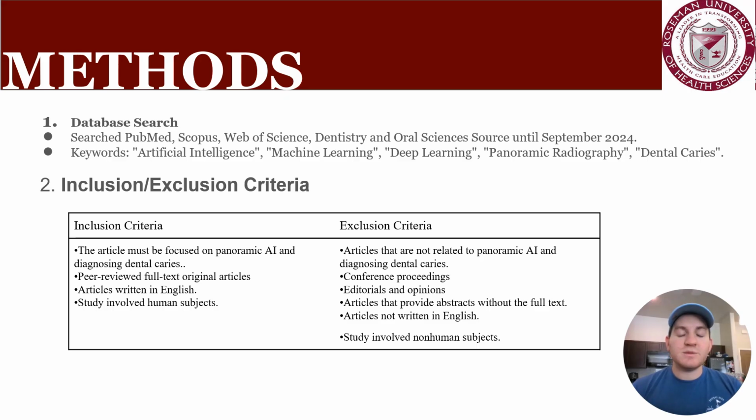After this, once we did our database search, we made our inclusion and exclusion criteria. For the inclusion criteria, the article must be focused on panoramic AI in diagnosing dental caries. They must be peer-reviewed full-text original articles, written in English, and the study involved human subjects. For exclusion criteria, we excluded articles that are not related to panoramic AI and diagnosing dental caries, conference proceedings, editorials and opinions, articles that provide only abstracts, and articles not written in English.